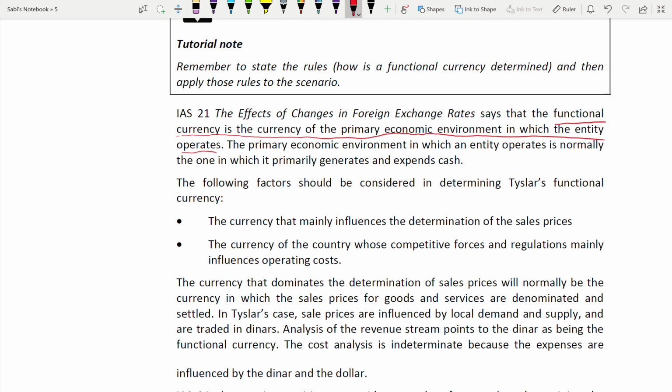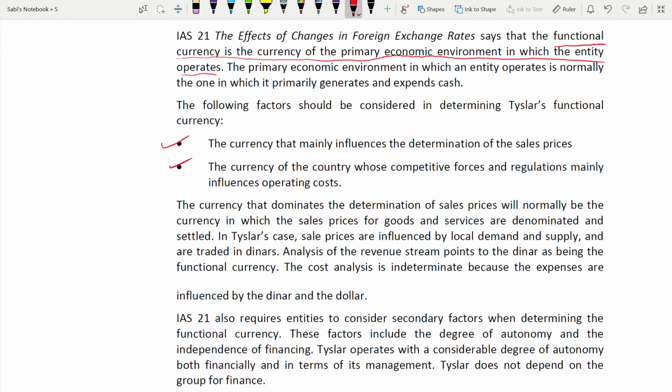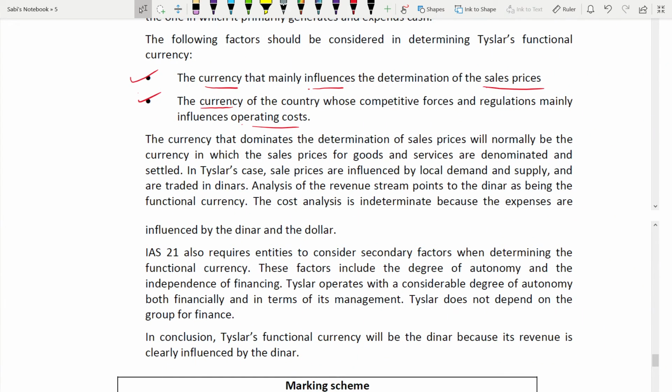So the following factors should be considered in determining their functional currency. What are those factors? Please make sure that you remember these factors, okay? The currency that mainly influences the determination of the sales price. So you have to see the currency that influences the sales price. Next, the currency of the country whose competitive forces and regulations mainly influence operating cost. Also, currency related to operating cost. So now, the currency that dominates the determination of the sales price will normally be the currency in which the sales price of goods and services are denominated and settled, right?